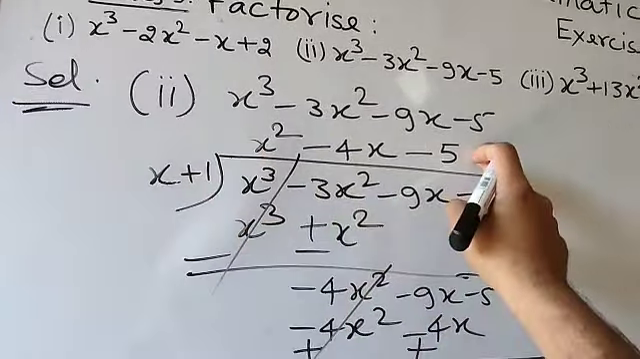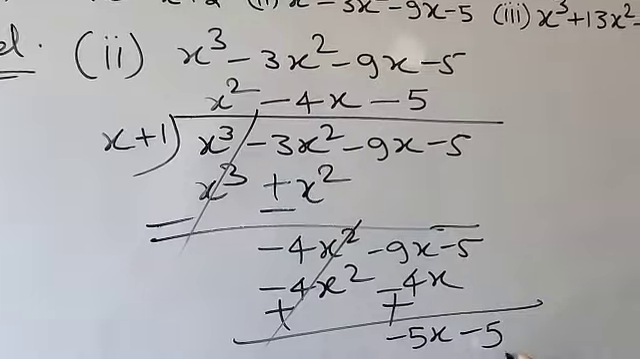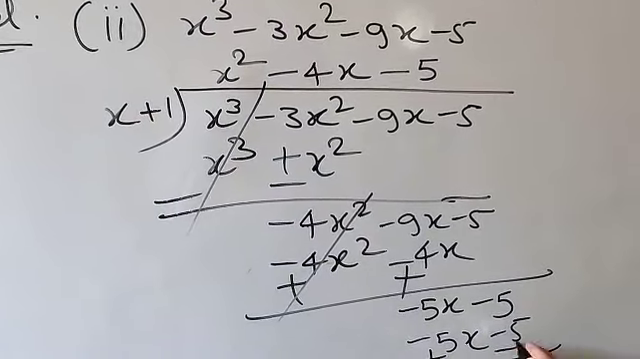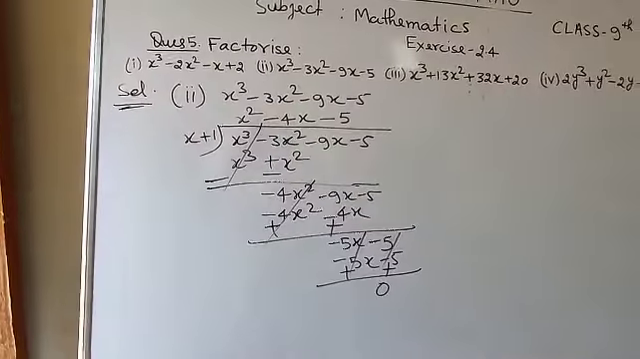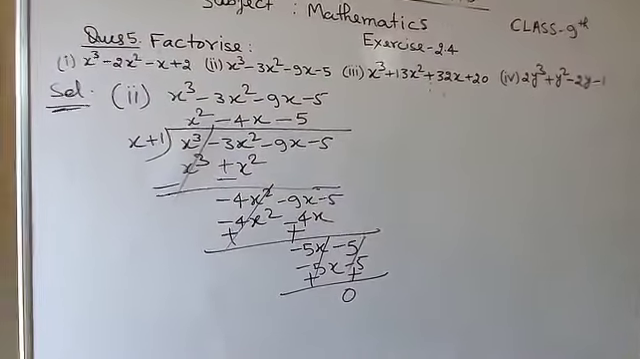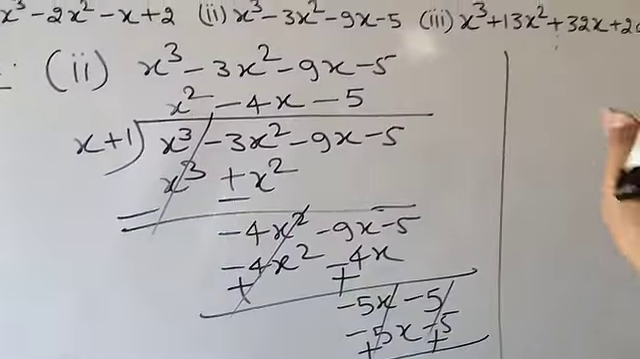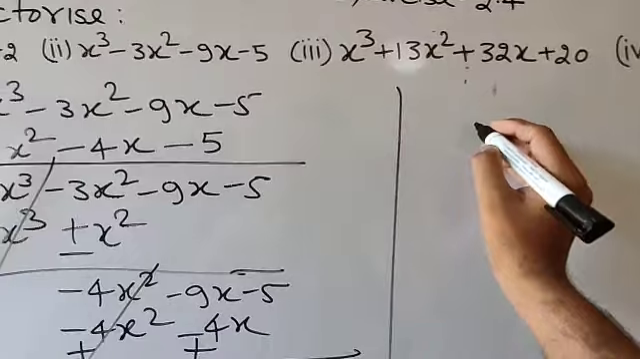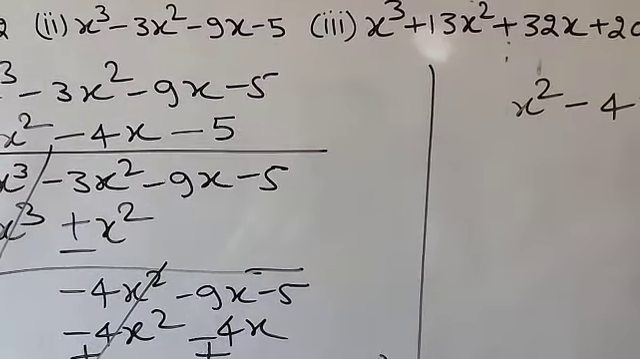X into minus 5, minus 5x. And plus 1 into minus 5, minus 5. Now here it is plus, here it is plus. That is going to be cancelled, it is 0. So you have divided the given polynomial by one of the factors, x plus 1. And now the quotient you are going to get is x square minus 4x minus 5. So here you will write the quotient. The quotient after division you are going to get is x square minus 4x minus 5.